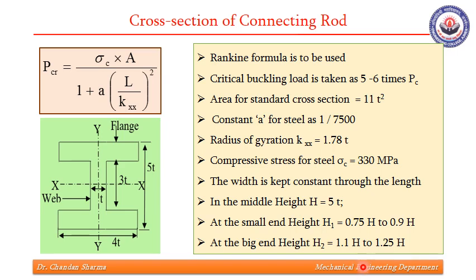Now, as we see, this height of connecting rod is 5t. It is height in middle because small end will have lesser height and big end will have more height. Whereas width, which is 4t, is kept constant throughout. So height at the small end will be 0.75 h to 0.9 h, and at the big end it will be 1.1 h to 1.25 h. So this slide will give us the dimensions of connecting rod with the condition that we have used I section as the most appropriate section.